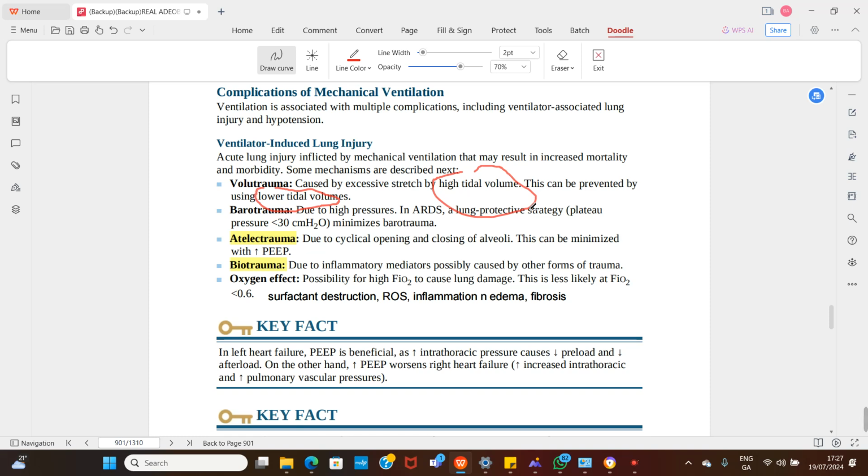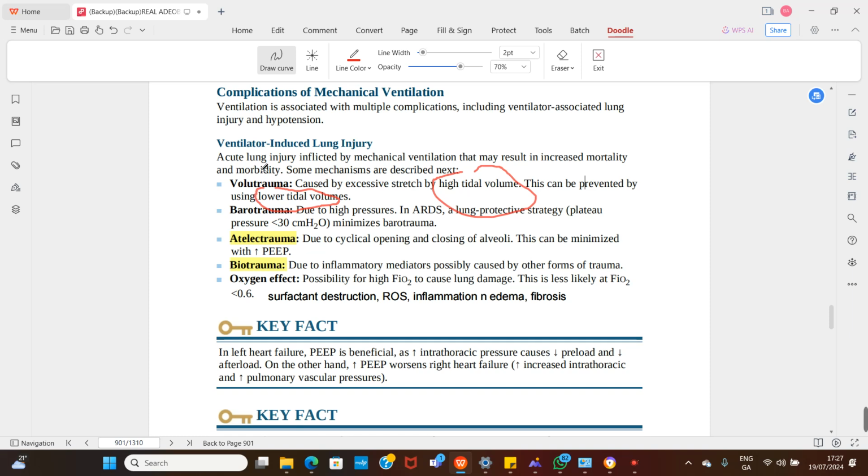Very, very important. Atelectrauma is due to cyclic opening and closing of the alveoli. This can be minimized by increasing your PEEP. Do you know why? Because if you increase your PEEP, there's a very high tendency that the alveoli are already open, so you don't need them opening and closing, opening and closing. This is mediated by the driving pressure. The higher the driving pressure, the more the cyclical opening and closing. So just keep your PEEP up so that a lot of alveoli stay open and you don't have to be closing and opening them again, which can lead to atelectrauma.